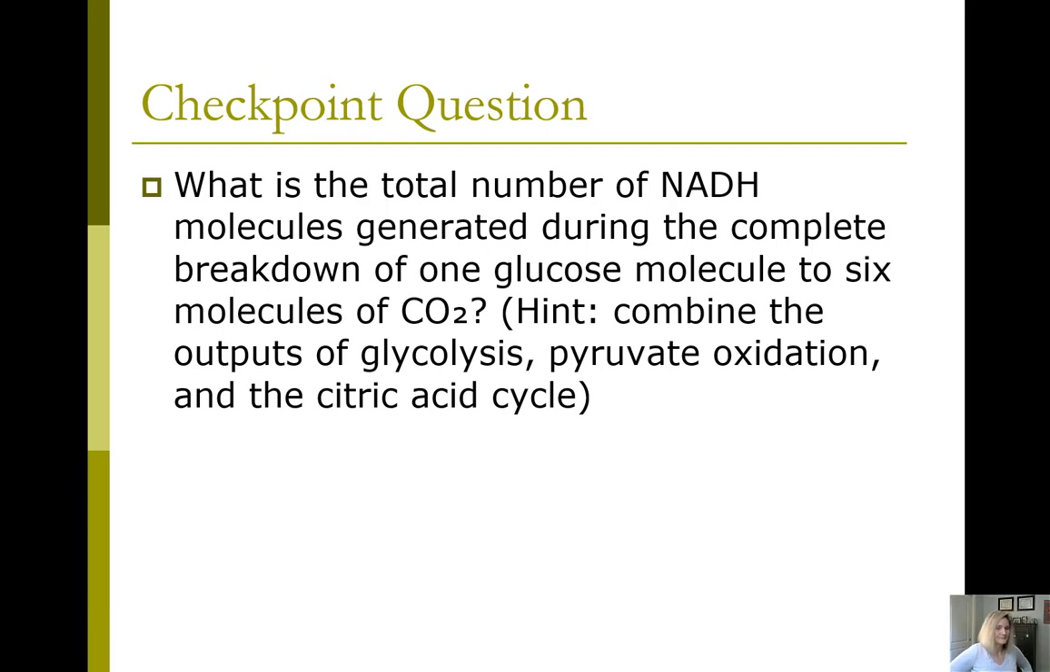So here's a checkpoint question. What is the total number of NADH molecules generated during the complete breakdown of one glucose molecule to 6 molecules of CO2? Hint, combine the outputs of glycolysis, pyruvic oxidation, and the citric acid cycle. So how many NADHs did we gain through glycolysis? 2, right? How many NADHs did we gain from pyruvate oxidation? 2, right? So far 2 plus 2 is 4. And then how many did we gain from the citric acid cycle? 6. So we've gained a total at this point of 10 NADHs, which are filled with electrons, a couple electrons each. So that's a lot of electrons that are going to be transported into the inner membrane of the mitochondrion for the next step.